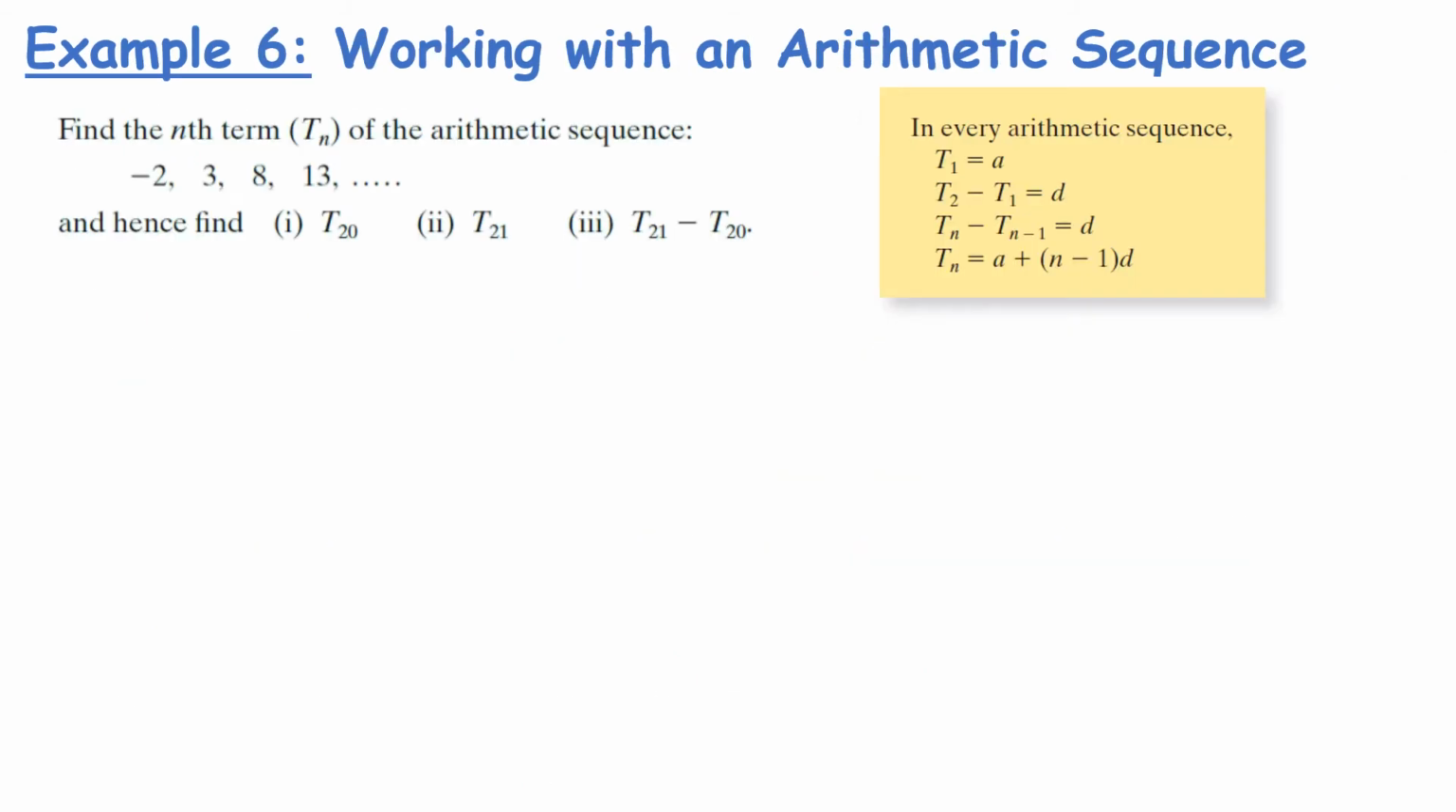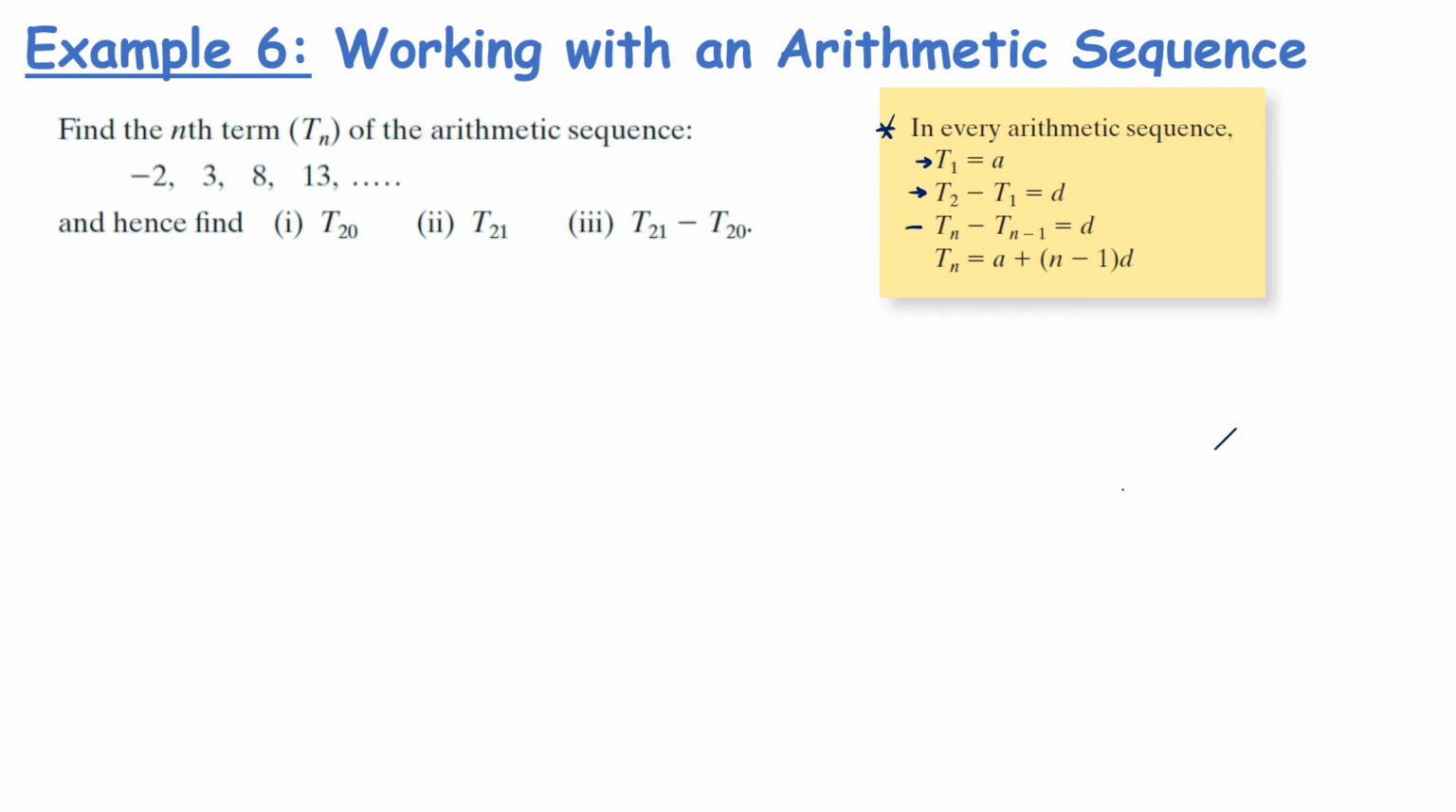So now we move into what would be more like the higher level style questions that we see. So we're going to look at an arithmetic sequence here that is minus 2, 3, 8 and 13. And it wants us to find Tn, so the nth term or general term of this sequence. And then it wants us to find T20, T21 and T21 minus T20. So I also have a little box up here on the right with some interesting information. So T1 is A, the first term. If I take T1 away from T2, I get the common difference.